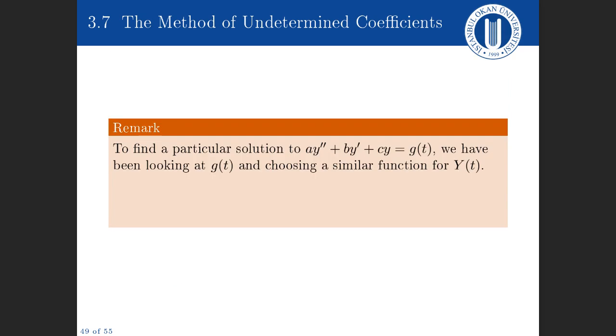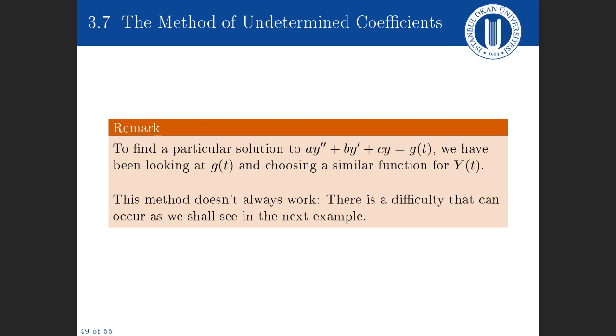So to find a particular solution to ay double prime plus by prime plus cy is equal to g(t), what we've been doing is looking at g(t) and then choosing a similar function for our ansatz, capital Y of t. This method doesn't always work. There's one difficulty that can occur, as we're going to see in the next example.